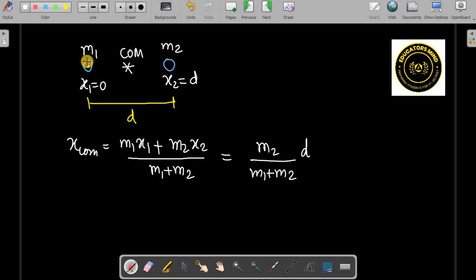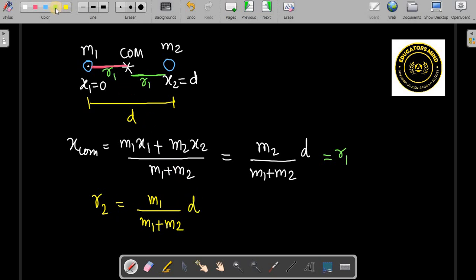So what is this? This distance is nothing but the distance from the first particle. Similarly, we can calculate the distance from the second particle. So I am writing this as r1, the distance from the first particle. Similarly, the distance from the second particle, r2, will be m1 by m1 plus m2 into the total distance. So we must remember these two important formulas for a system of particles.